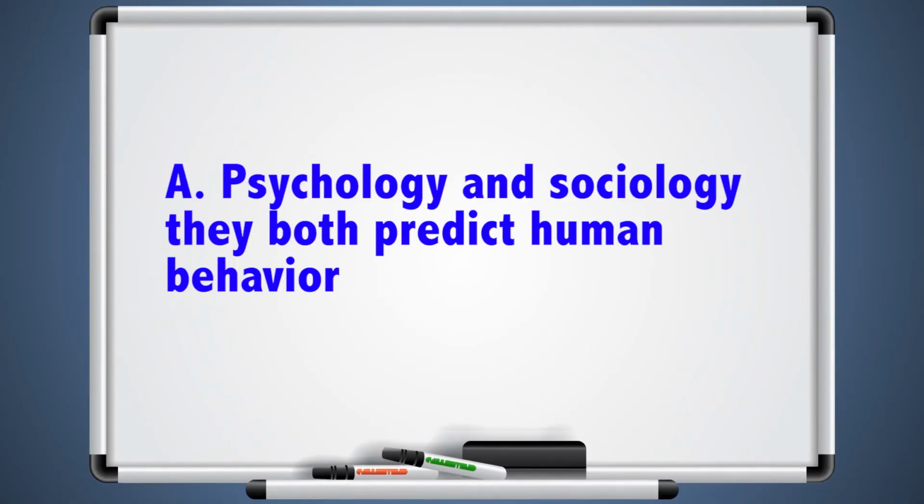We have some sentences in which there is one grammatical mistake in each one. Let's find it and correct it together. A. Psychology and sociology, they both predict human behavior. The mistake is in both. No, the mistake is in they. I don't need they. So it will be psychology and sociology both predict human behavior.